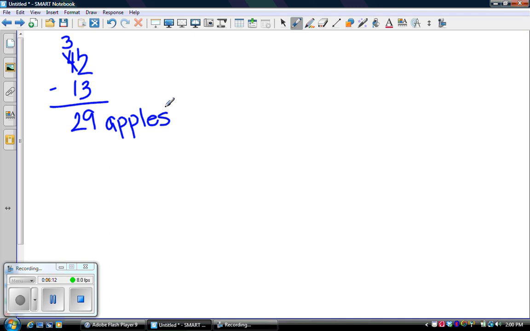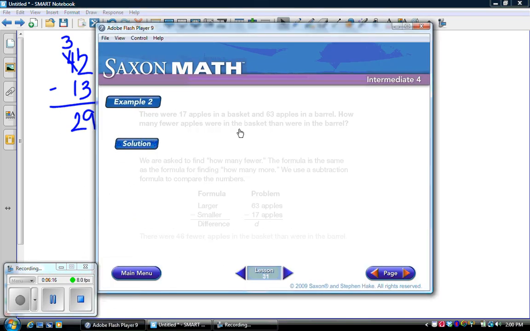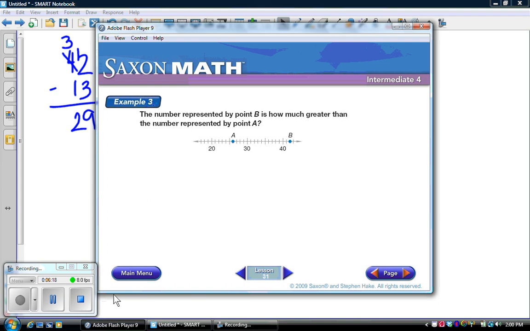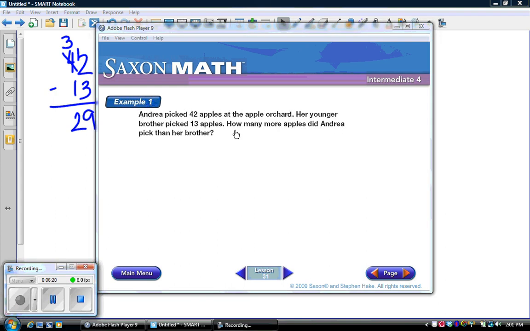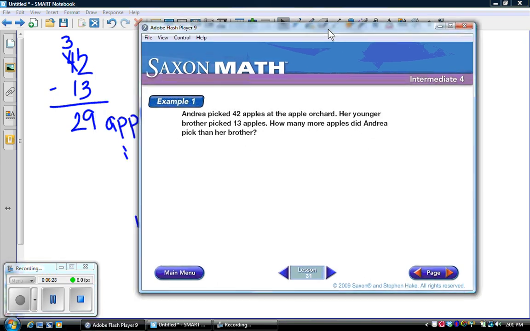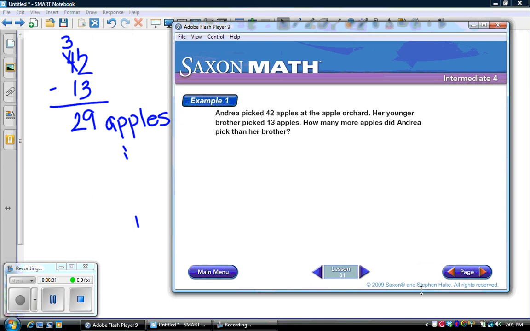And when we're doing word problems, I always like for you to include a label with your answer. You go back and read the question and write what you would answer out of your mouth. How many more apples did Andrea pick than her brother? She picked 29 more apples. Let's go on to the next one.